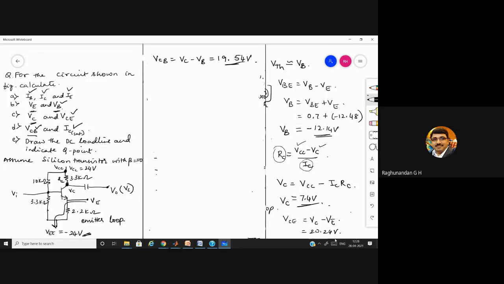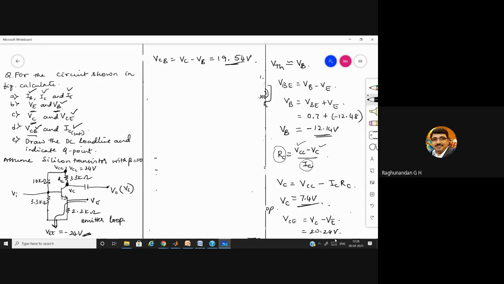Why do we need this IC saturation? Yes, in the question they have asked. Suppose in the question they have not asked, we should still find IC saturation. Why? For the DC load line. Yes, good. IC saturation is needed for the DC load line. That means this is the maximum current which our transistor can withstand or operate.